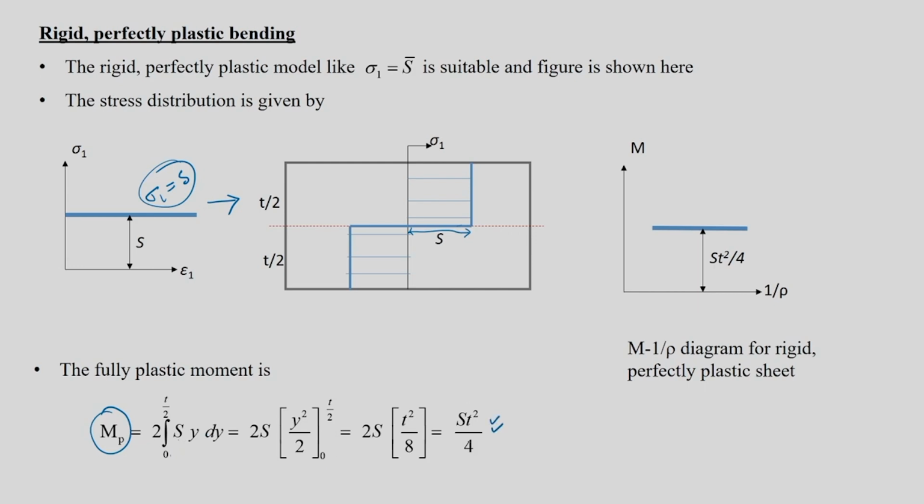This S t square by 4 can be drawn in a moment curvature diagram this way. It is going to be a horizontal line, similar to what you see in a stress strain graph, and this height is S t square by 4.